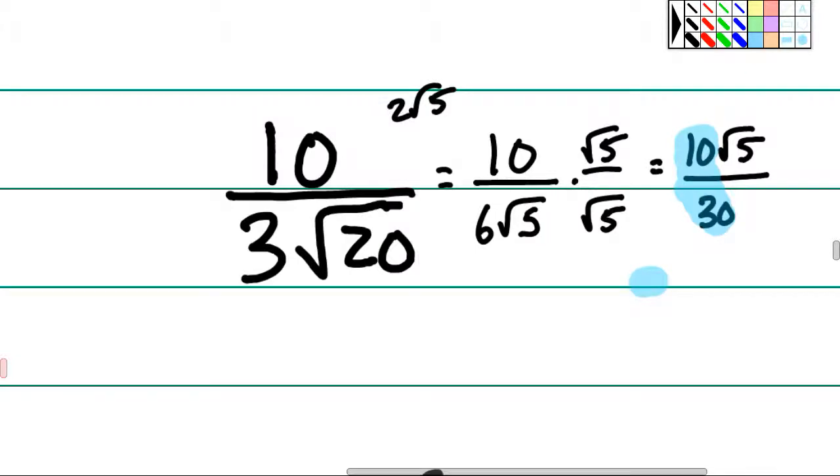So this is going to equal 1 root 5, or just root 5, all over 3. And that is all.